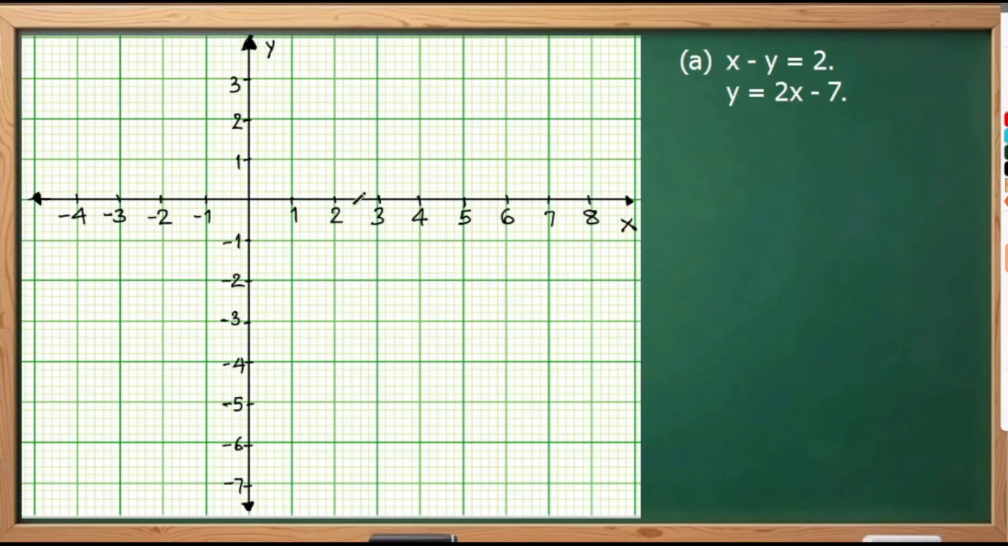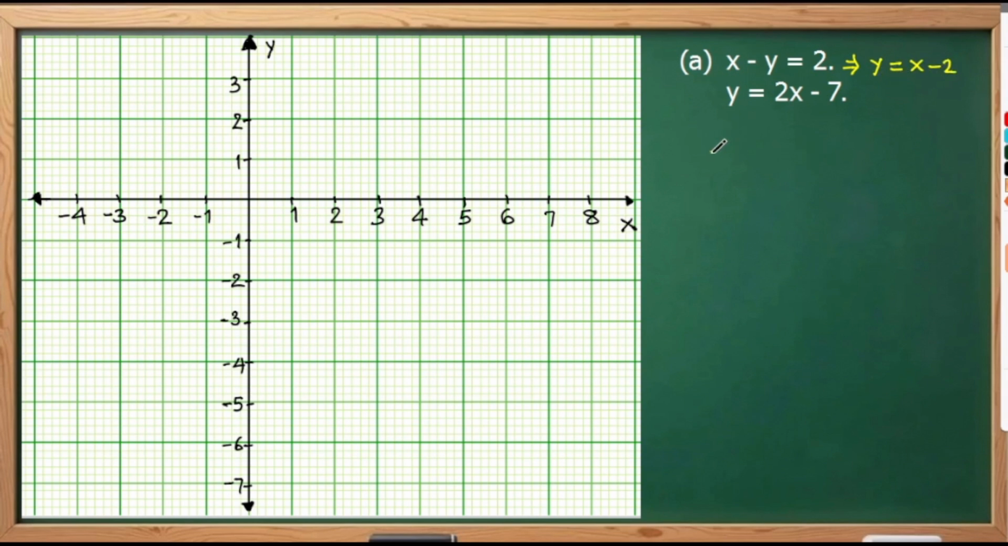Now here, since we have the coefficient of y as 1 and 1, we can turn this equation so that it is in the form y equals mx plus c. So here we shall have y given by x minus 2, just like taking the 2 to the other side and rearranging in a way that we have y on the left hand side and then x minus 2 on the right hand side.